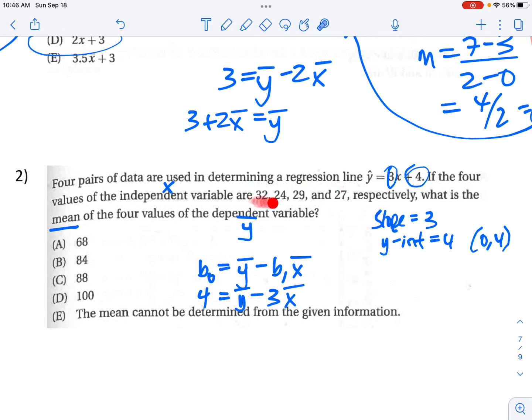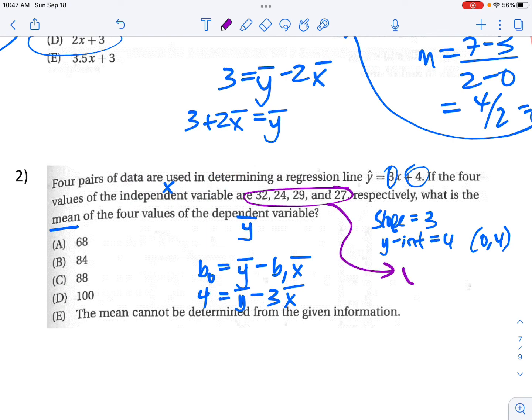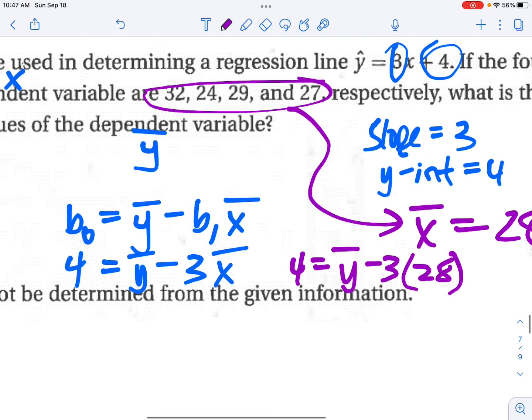Why do I have these values? Those are the 4 values of the independent variable. Oh, I wonder if I average these together, I can get x bar. Oh, snap. Yeah, so if I take this and I average them, I believe you get 28. Add them up, divide by 4, people. Average, x bar, sample mean for x's. These are the x values. Average them together in your calculator. Plug that in right there. And I think we're home free. We've got 4 equals y bar minus 3 times the x bar was 28 that I just calculated. Solving that equation gives us y bar equals 88.